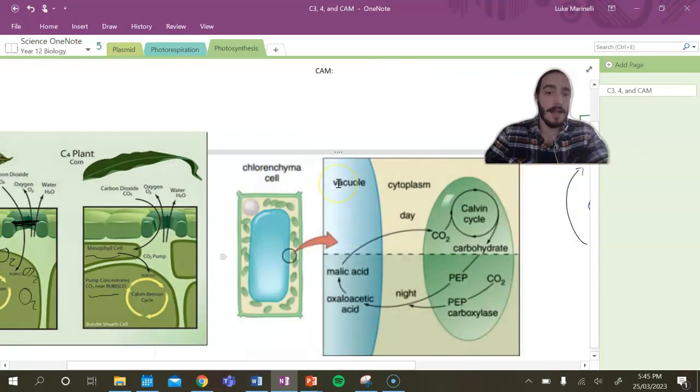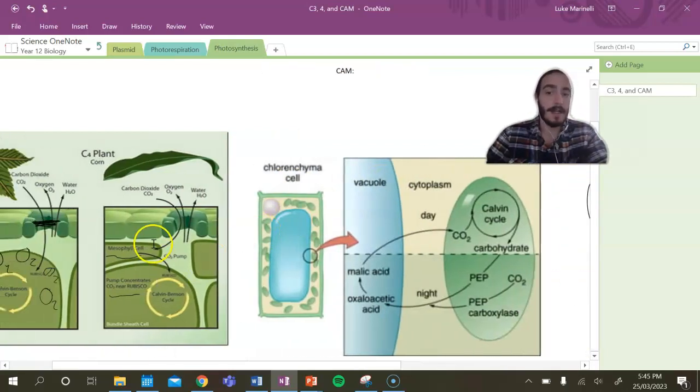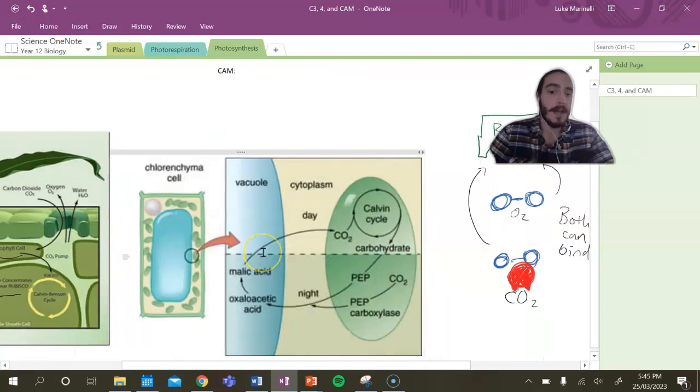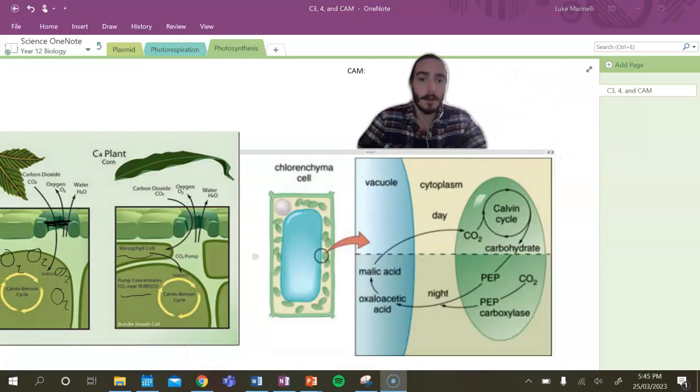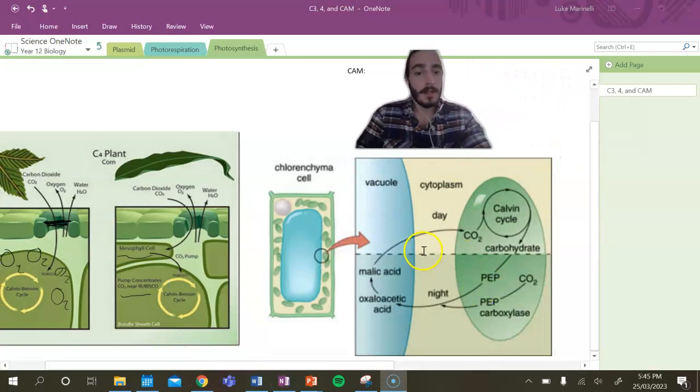Now, in our CAM plants, instead of doing it in different parts of the cell like we saw in the C4 plants, we now do it as part of a different time of day. So I'll just move my little person. I really like this picture because it shows you what's happening at a broader sense.